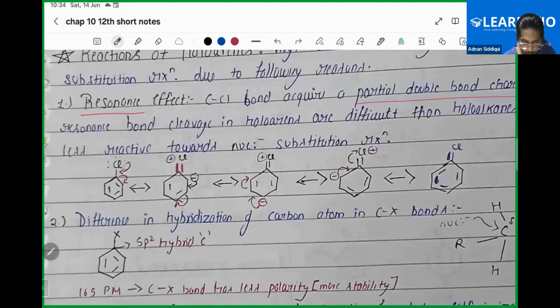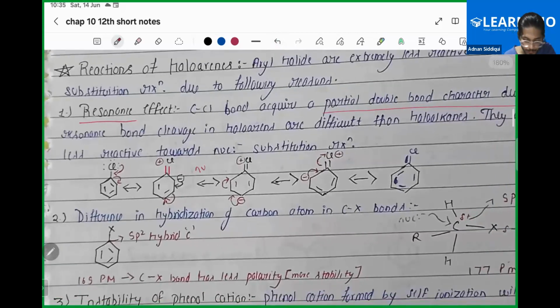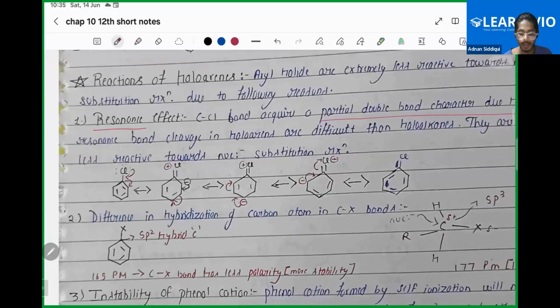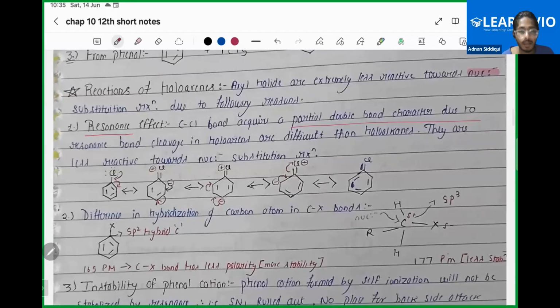Due to the resonance, here we are observing what? Double bond character. This chlorine and carbon are having partial double bond character or not? Now, if a nucleophile will try to attack, then it will see a double bond basically. Which bond is easier to break, a double bond or a single bond? Single bond, right? So, because of partial double bond character in haloarenes, it is very difficult to break it. So, the nucleophilic reaction won't proceed.